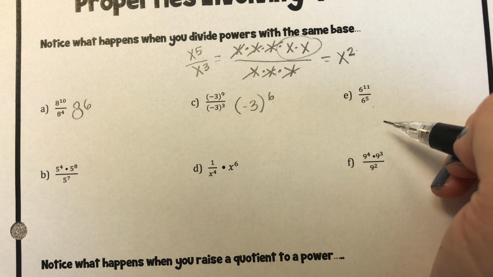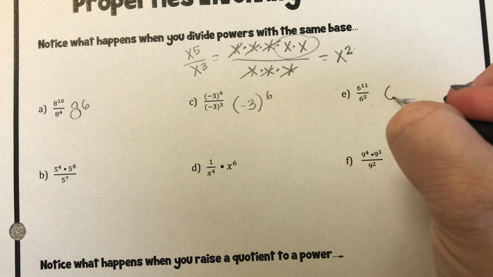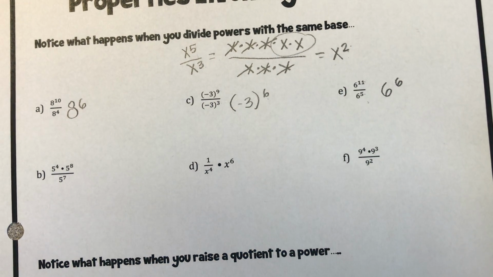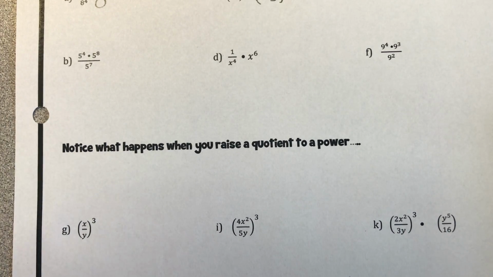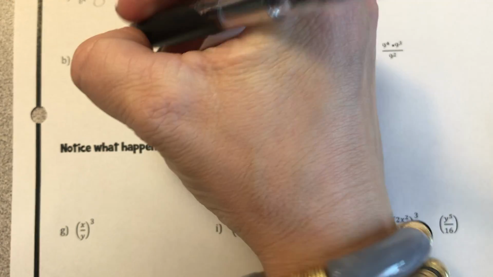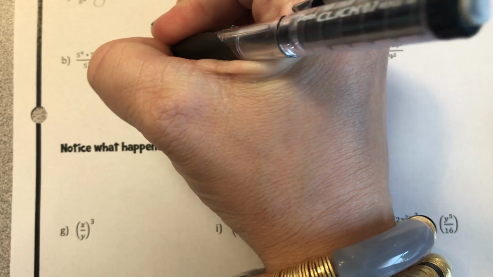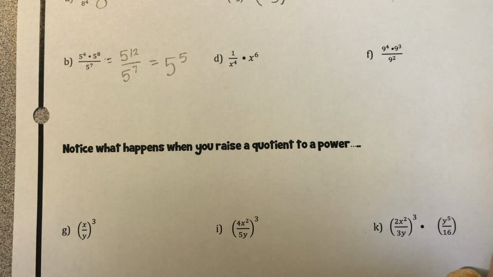Letter E, 6 to the 11th over 6 to the 5th. 11 minus 5 is 6. So let's look at this second row. We're going to combine what we did yesterday and today. So I know that in the numerator, if I'm multiplying them together, I add the exponents. So that's 5 to the 12th over 5 to the 7th. 12 minus 7 is 5.